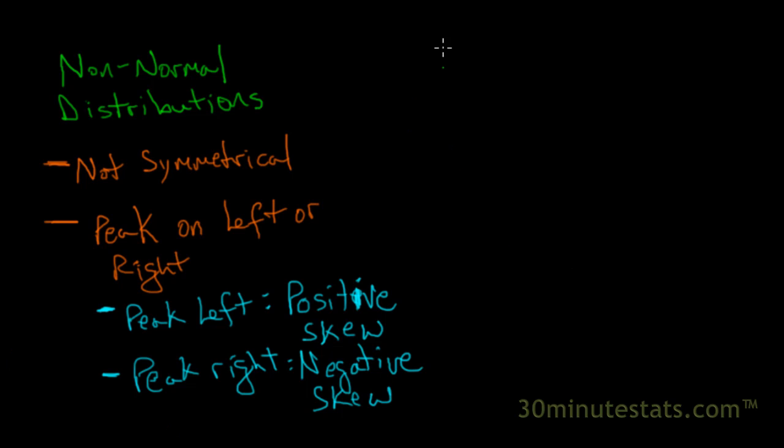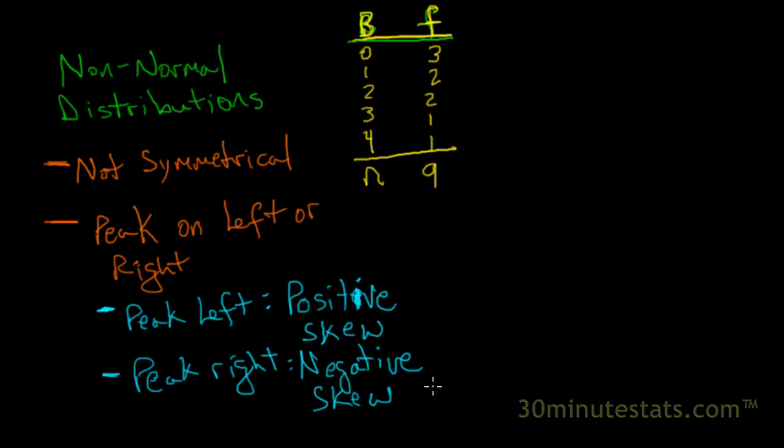And so we can demonstrate this here with one distribution. Let's say for variable b, we'll create a frequency distribution that looks something like this. We'll have the same values, 0, 1, 2, 3, and 4, and the frequencies go like this: 3, 2, 2, 1, 1. So we've got 3 plus 2 is 5, plus 2 is 7, plus 2 is 9. We still have 9 observations.